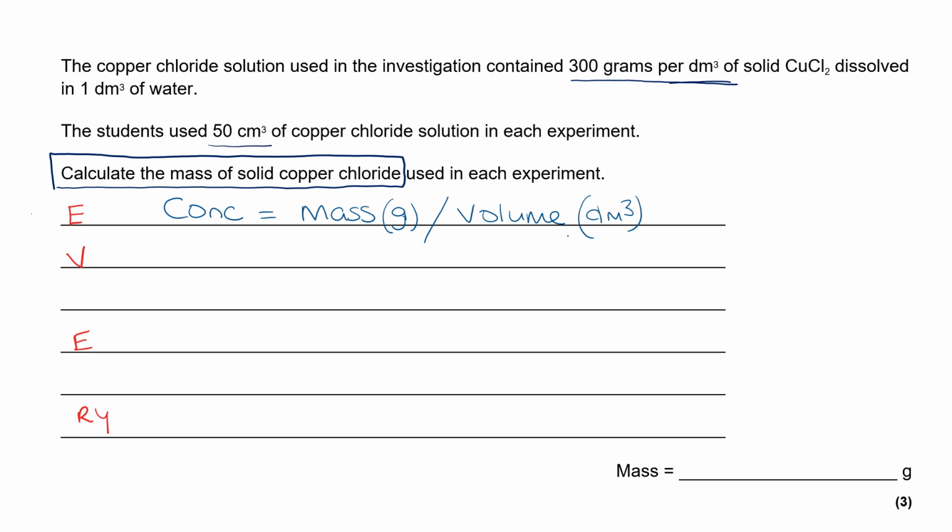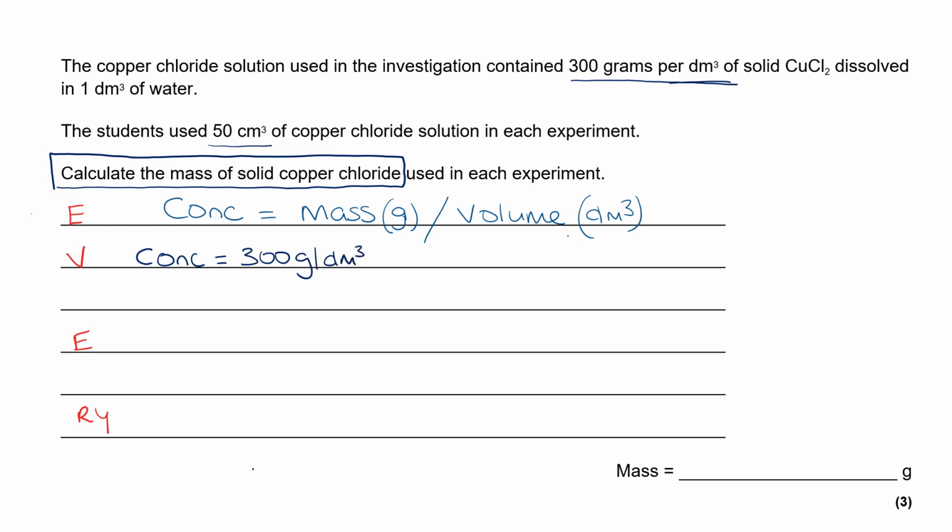Now we can see from the formula that we use litres cubed rather than centimetres cubed, so that's our cube that we need to convert before we can get our answer. So E of course stands for the equation, which is concentration equals mass divided by volume. The V in EVE stands for the value of the variables. So for our concentration, we can tell from the question that it is 300 grams per litre cubed.